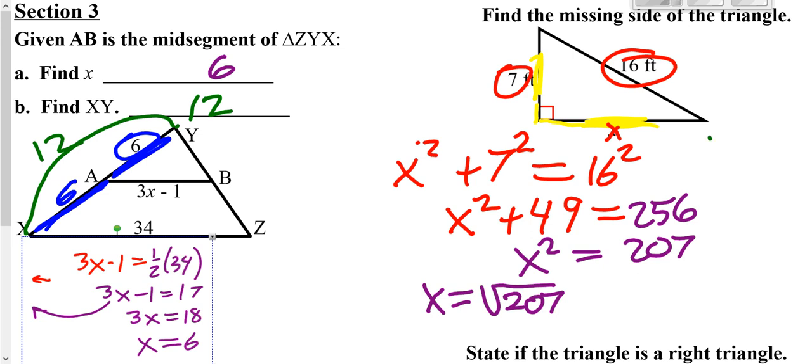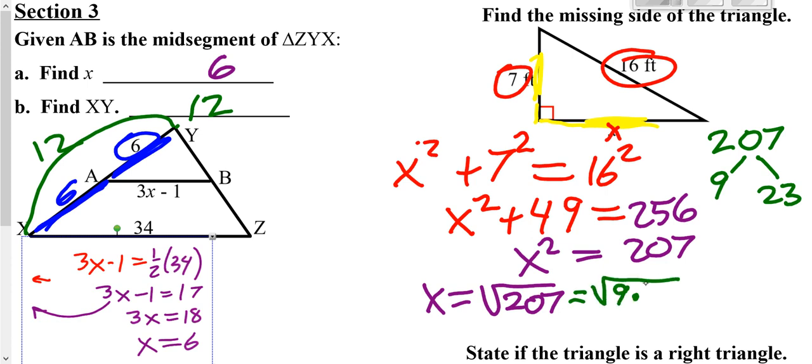Now, if we do a factor tree, we know that this is a 9 times a 23. 9 is a perfect square, so I'm going to write this as the square root of 9 times 23 inside of my root. So now I can take the square root of the 9. You guys know the square root of 9 is 3. I can't do anything to the square root of 23, so it's going to stay on the inside. And so I get 3 times the square root of 23 for my missing side.